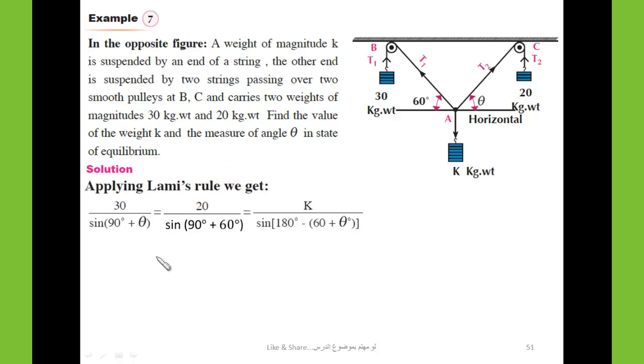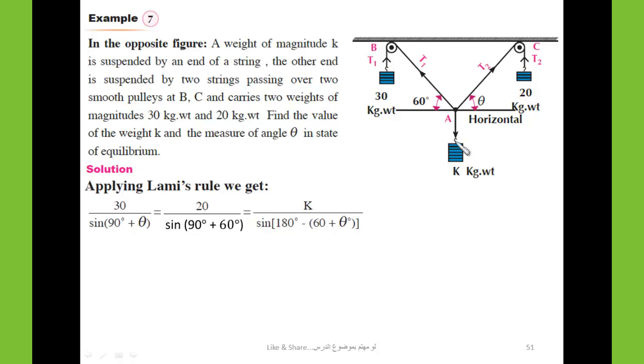Applying Lami's rule, we can write 30 over sine 90 plus theta. Here is T1, it is of magnitude 30. What is the measure of the angle between the other two forces, T2 and K? It is 90 plus theta. So we write T1 over sine theta plus 90, and we know that T1 equals the weight 30. So we write 30 over sine 90 plus theta equals T2 of magnitude 20 over the sine of the opposite angle. It is 60 plus 90. So we write 20 over sine 150.